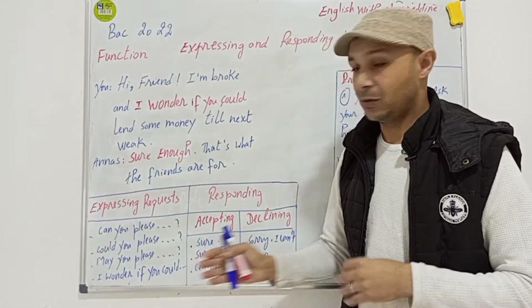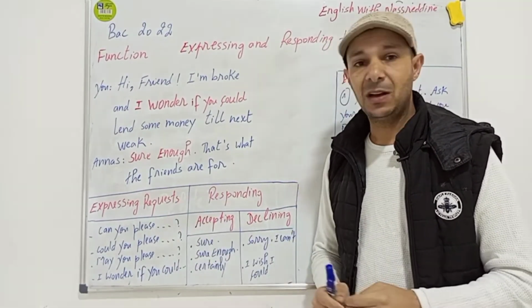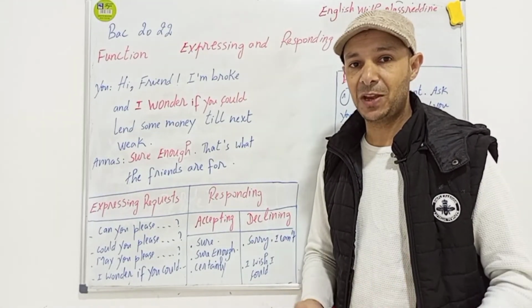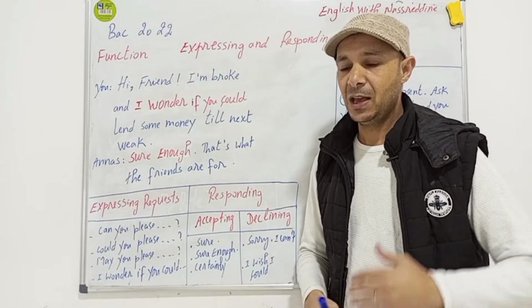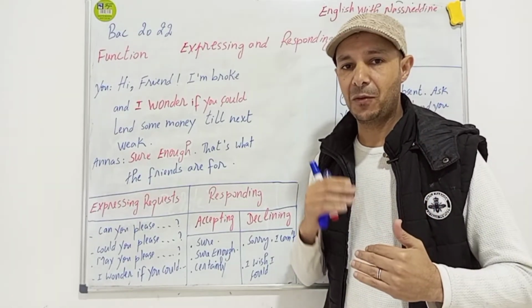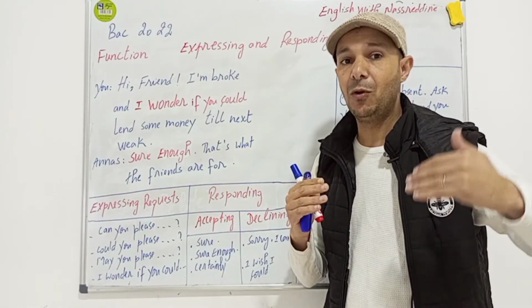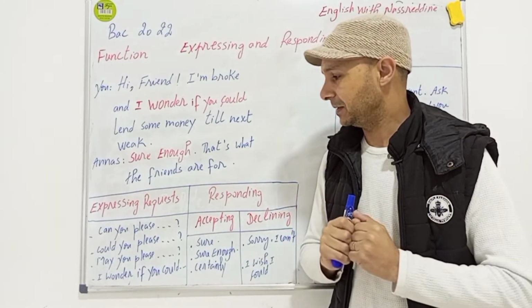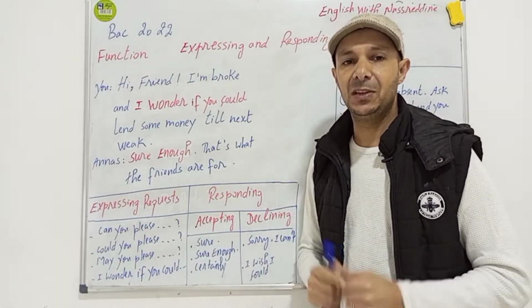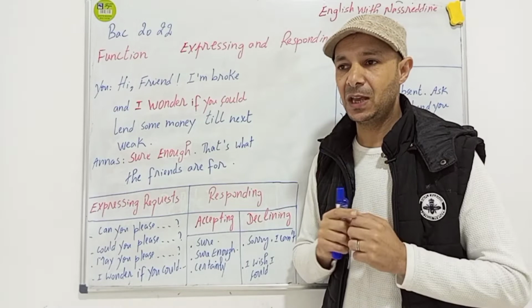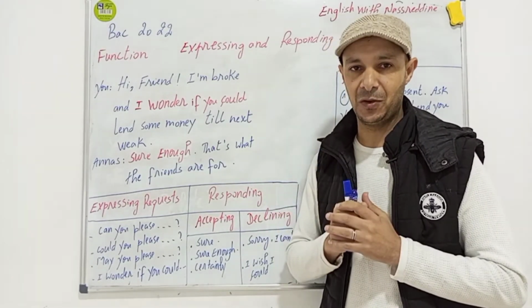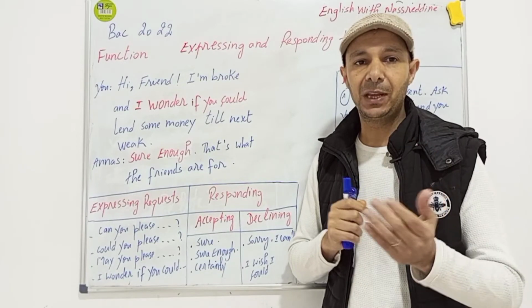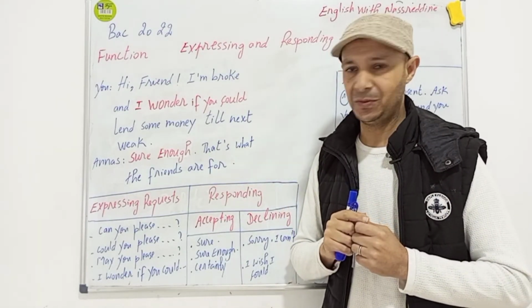Now, let's move to discover some expressions that we use to express requests. These expressions are going to move from informal to more formal. Good. Can you please? You are talking to your friend and then you say, can you please? For example, I want you to open the window. I'm going to say, can you please open the window?